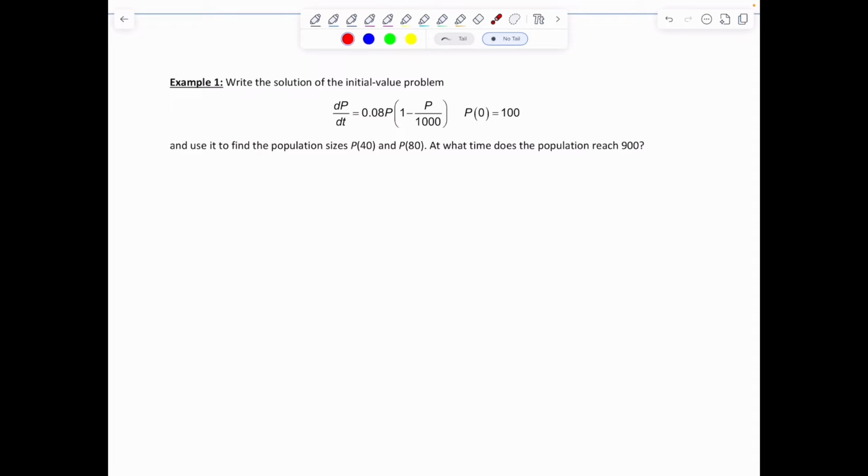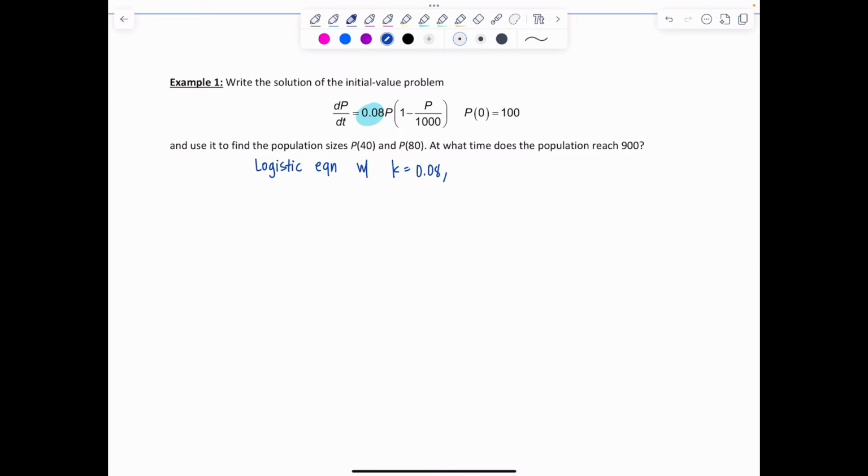Now, you don't need to rederive what we just did, okay? You can use the results, and hopefully you recognize the form. This is kP times 1 minus P over M. So I'm looking at this initial value problem, this differential equation, and I go, oh, this is the differential equation whose solution is the logistic equation. So I'm not going to go through the process. I'm just going to bust out the logistic equation and identify all of the relevant components, okay? Logistic equation with k is right here, 0.08.